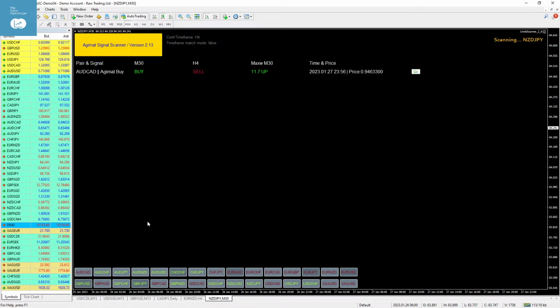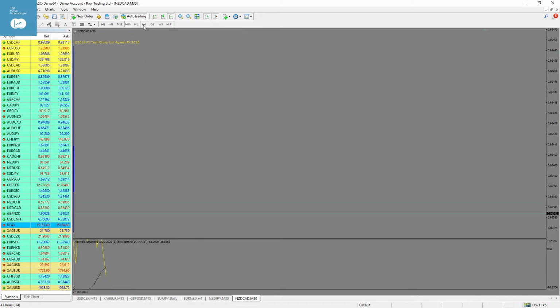There is a new Agimat coming in the next few days, the Agimat IQ. We don't know much about it, but I think this is a very stable Agimat system, and I like this one the most so far. It's easy to use, and with the scanner on it, you get the signals on your screen. So let's check some Kiwi pairs. We did not so far.